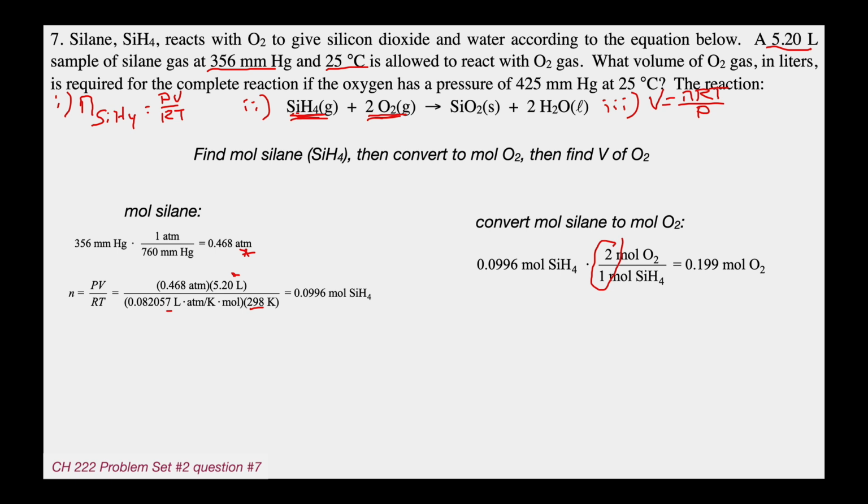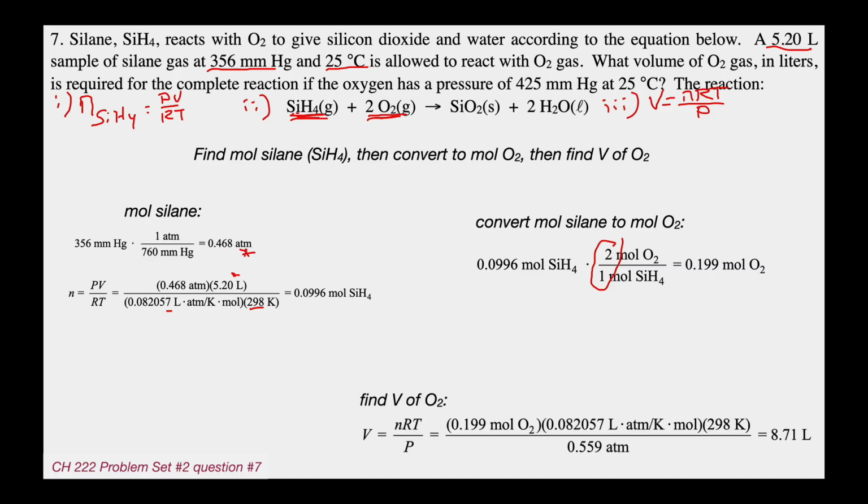And then finally, the last step, we're going to solve for the volume of O2. V equals nRT over P. And make sure, of course, you use the oxygen numbers in the volume of oxygen calculation. Make sure you use the silane numbers in the moles of silane calculation. But if you do all of this, nRT over P, again, we're plugging the moles of O2 in, we get 8.71 liters.